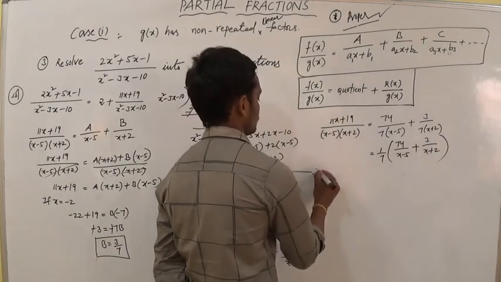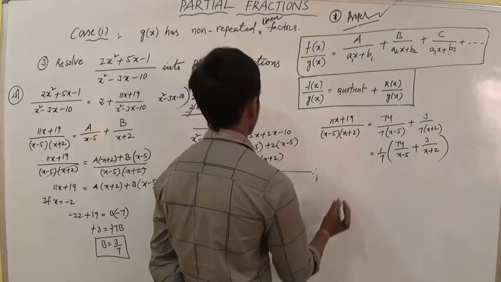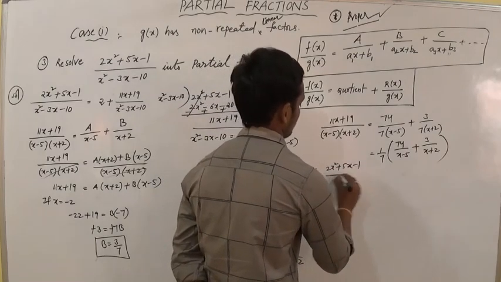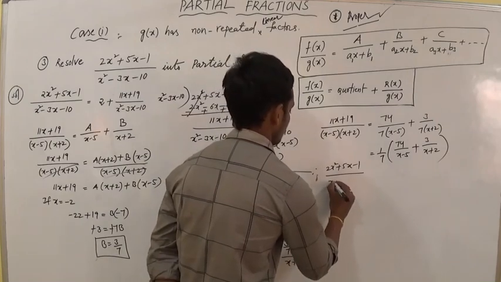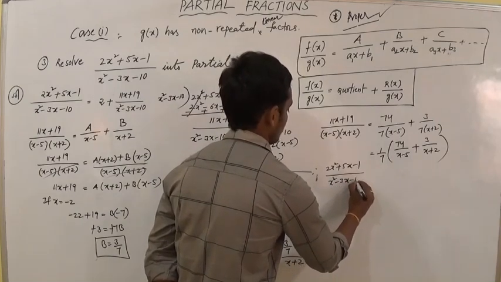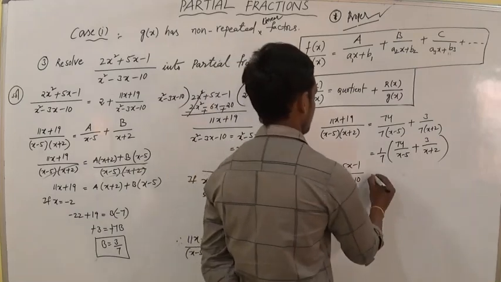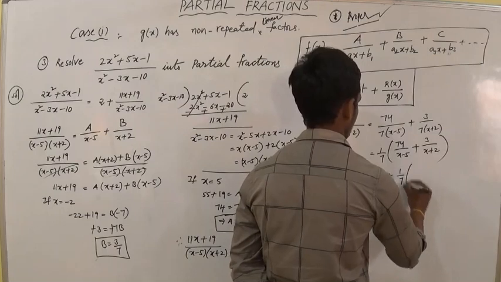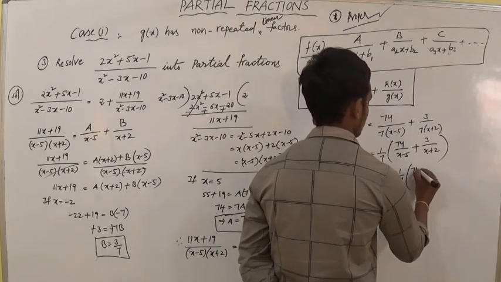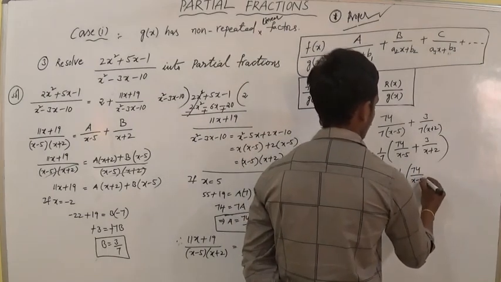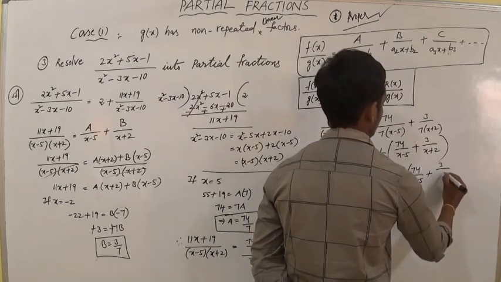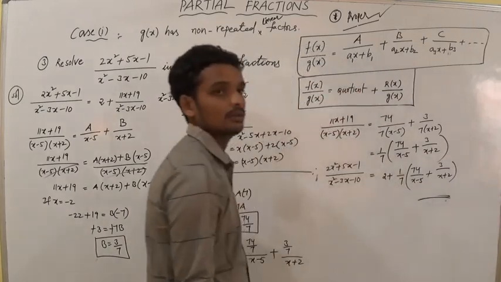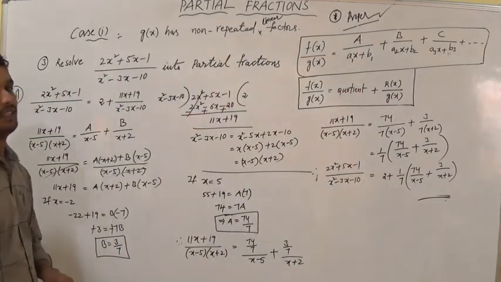So the final conclusion of our problem is 2x square plus 5x minus 1 by x square minus 3x minus 10 is equal to 2 plus 1 by 7 into 74 by x minus 5 plus 3 by x plus 2. This is the solution.